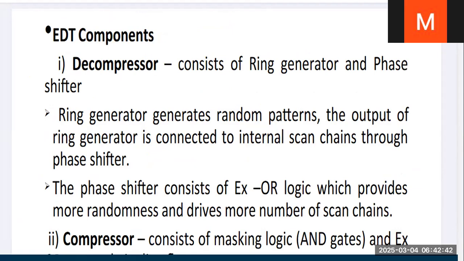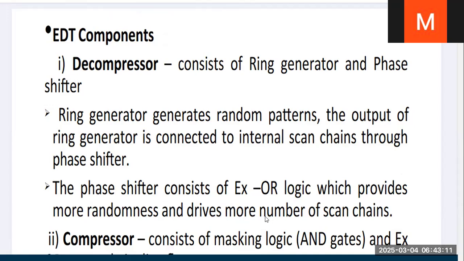Next is the components of EDT. The EDT decomposer, as I already told you, consists of a ring generator and a phase shifter. The ring generator generates the random pattern. The output of the ring generator is connected to the internal scan chains through the phase shifter. The phase shifter consists of XOR logic, which provides more randomness and drives a larger number of scan chains.